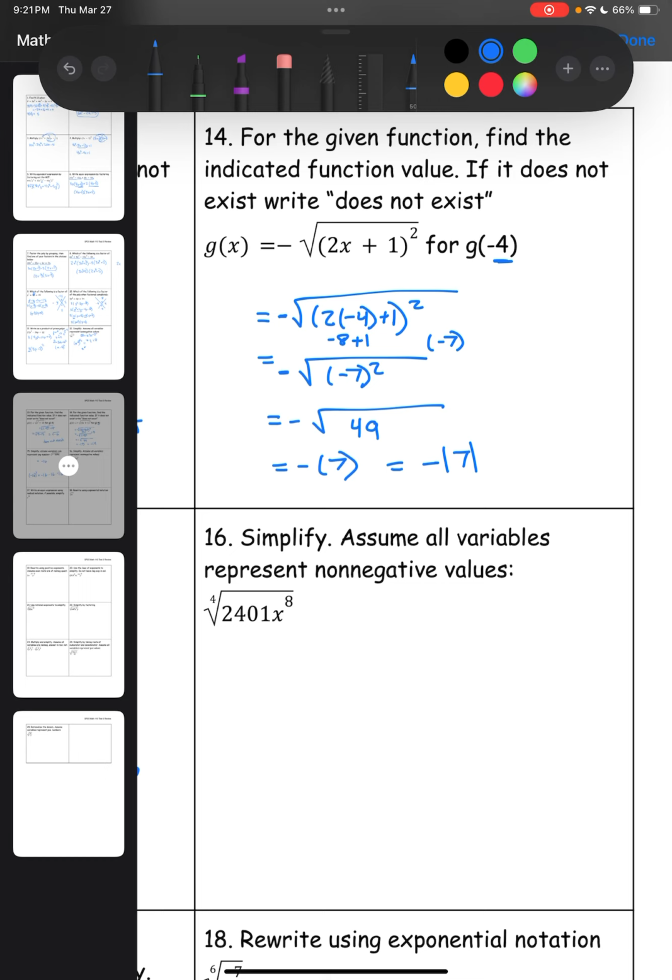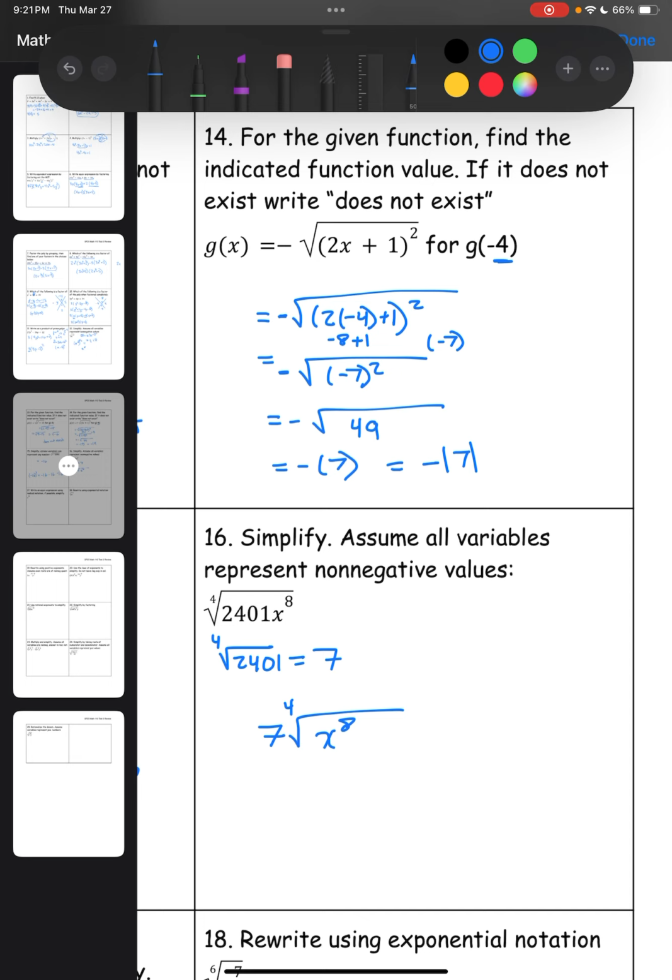So this is where we're going to do that method. Again, you can plug this in a calculator of 2,401. That's actually just 7. So keeping that in mind, we're just going to pull out a 7 here. But we're still left with that x to the 8th.